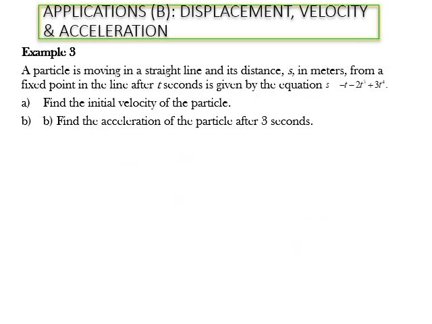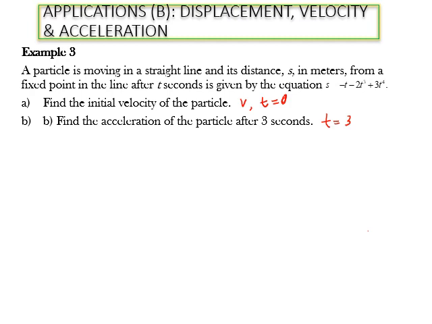So next example. A particle is moving in a straight line and its distance s in meters from a fixed point on the line at t seconds is given by the equation s. A, find the initial velocity of the particle. Initial velocity means v when t equals 0. B, find the acceleration of the particle after 3 seconds. So it's t equals 3.